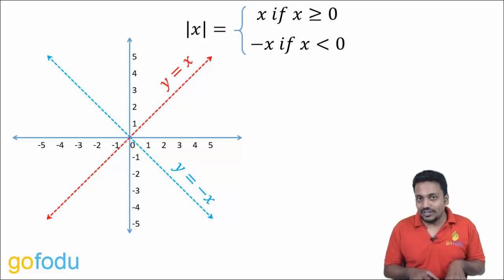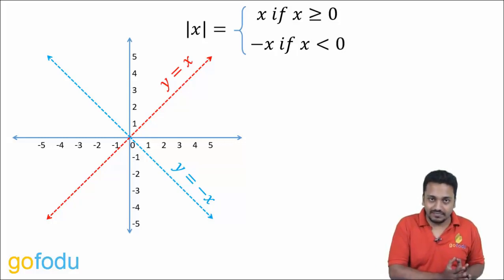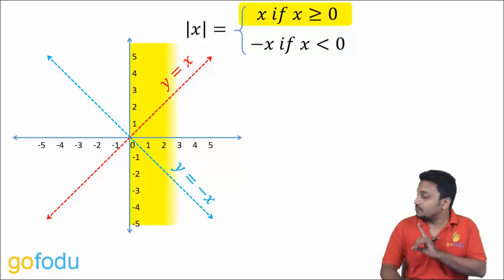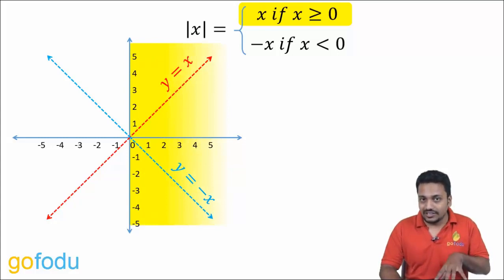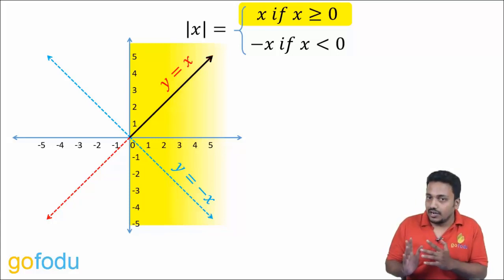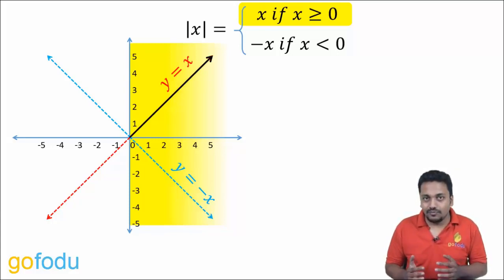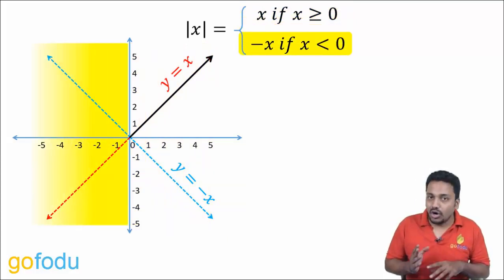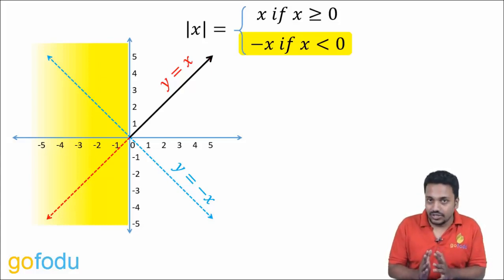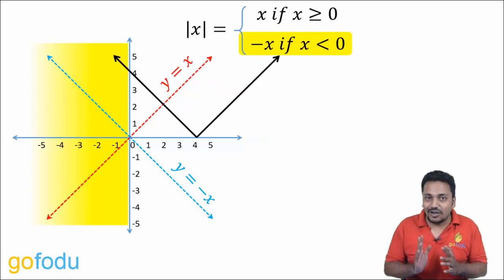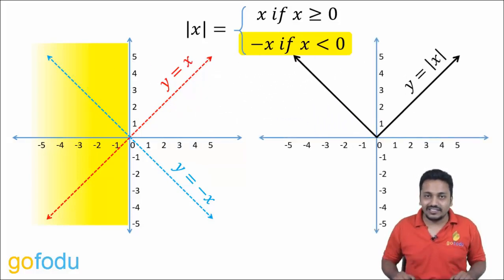From these two graphs, we'll try to deduce the graph for y is equal to mod x. Our first condition says x is greater than 0. So our area of concern is this positive x-axis. Now in this region, mod x is equal to x. So we'll pick this part which shows y is equal to x. For x less than 0, that is our second condition. In this region, mod x is equal to minus x. So in this area, we'll select this part of line which represents y is equal to minus x. So basically this is the graph for y is equal to mod x.